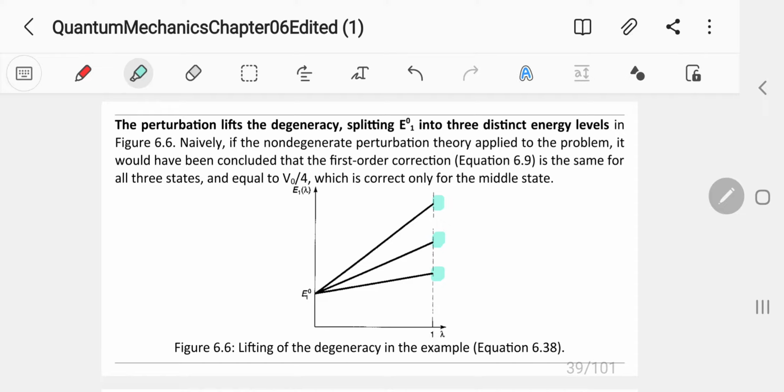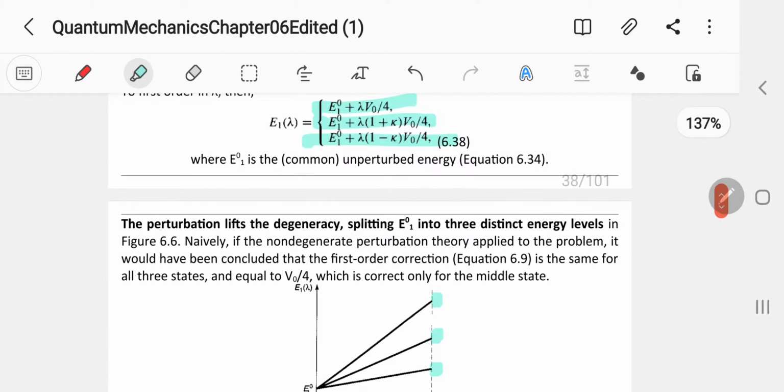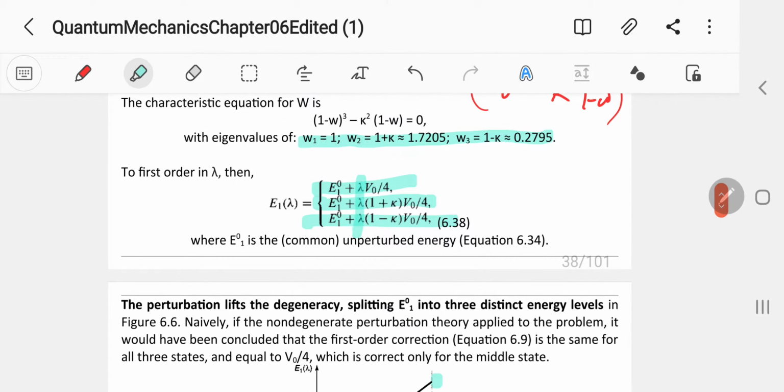So there is no state in which it retains the original energy, but they're all being lifted a little bit. So if we say lambda is equal to 1, it would be here. But yeah, it's assumed that lambda here is equal to 1 in the plot here.